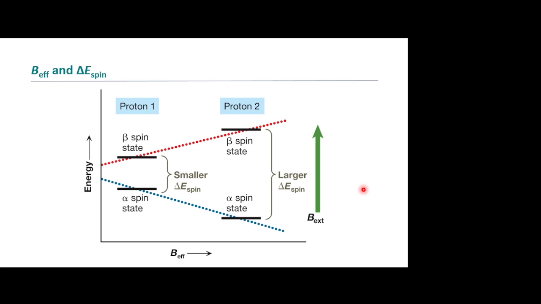Okay, so this right here is your B effective, your effective magnetic field, and the delta E, the energy difference for those spin states. So as you increase your effective magnetic field on a system, what's going to happen to those energy states? So if you have a weak magnet, what's going to happen to those energy states to shift them?